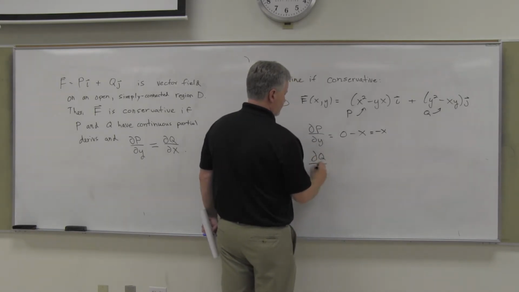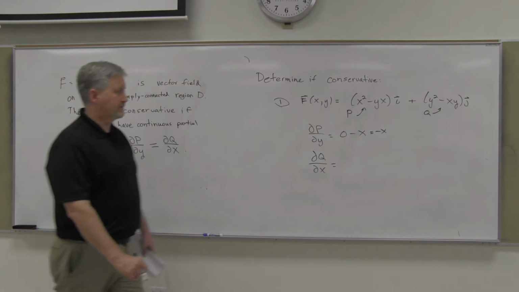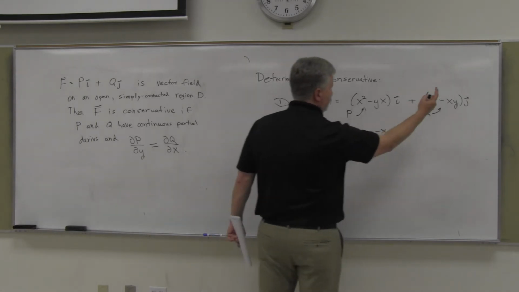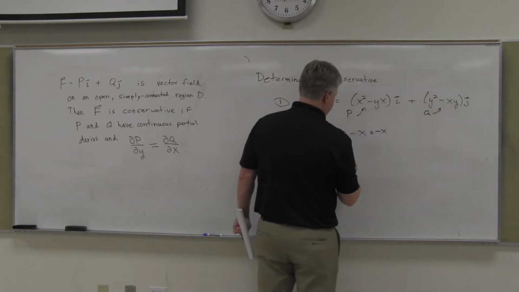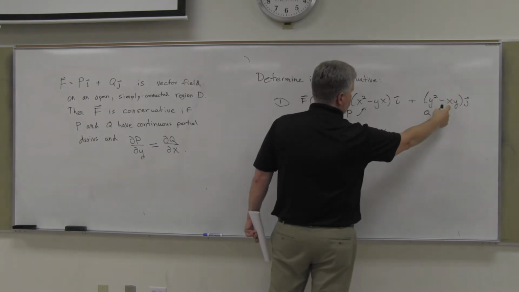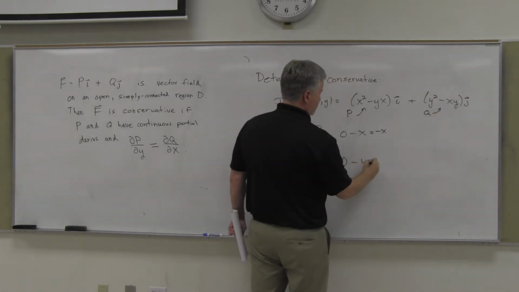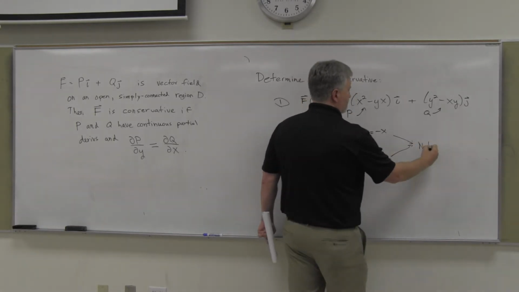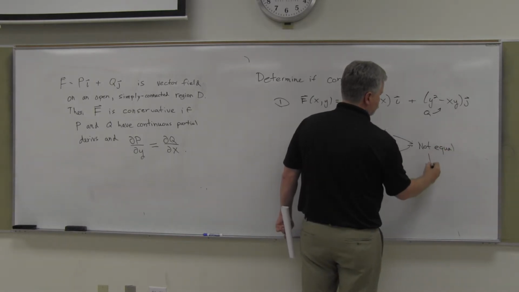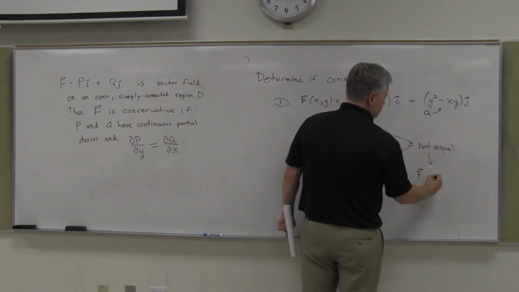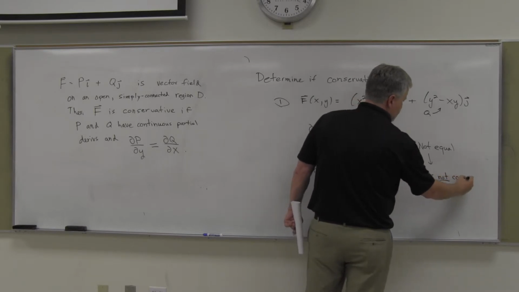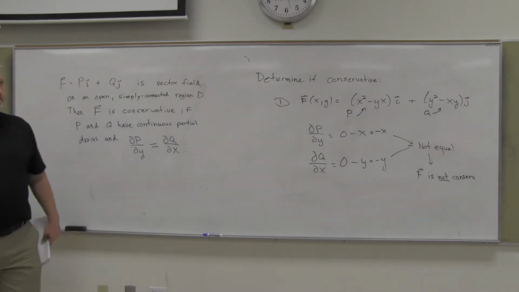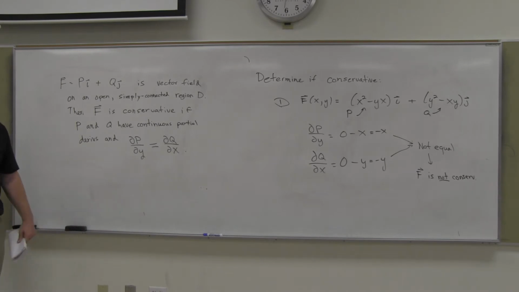The partial of Q with respect to X is the other partial derivative we do. Again, we're doing it with respect to X, so the y squared is constant and its derivative is 0, and then the derivative of the other term is minus y. Those aren't equal. So what does that tell me? F is not conservative. For it to be conservative, these two things have to be exactly the same. So like I said, it's a fairly easy check. Just have to do a couple of partial derivatives.